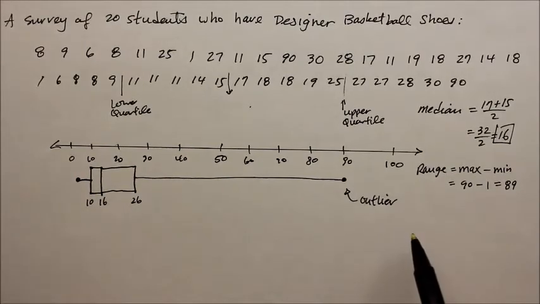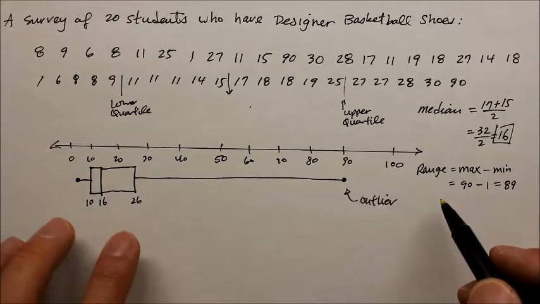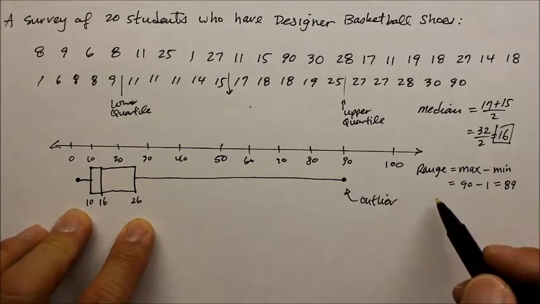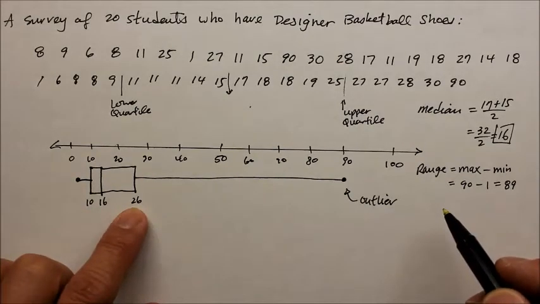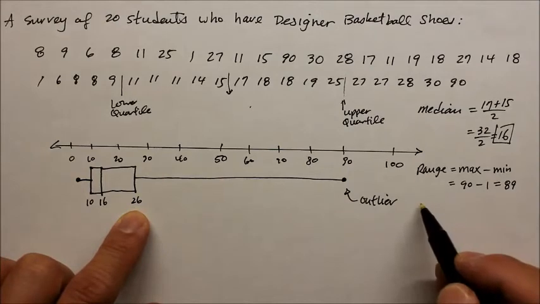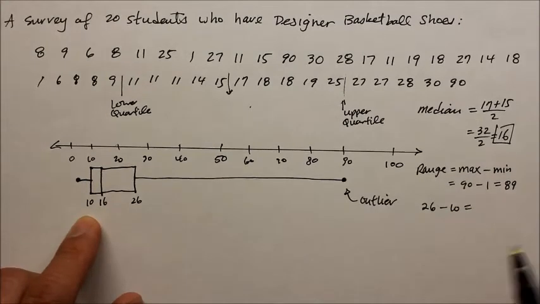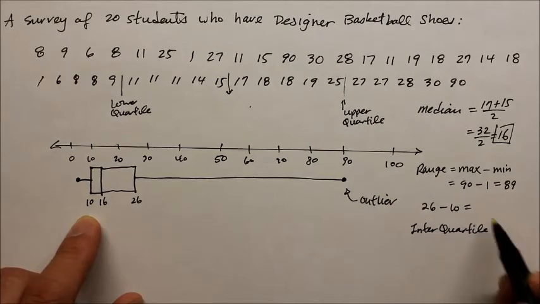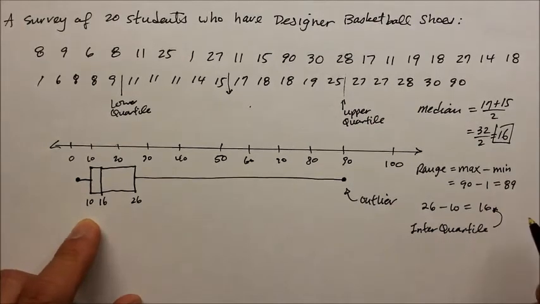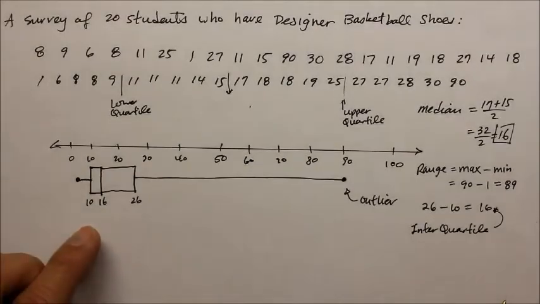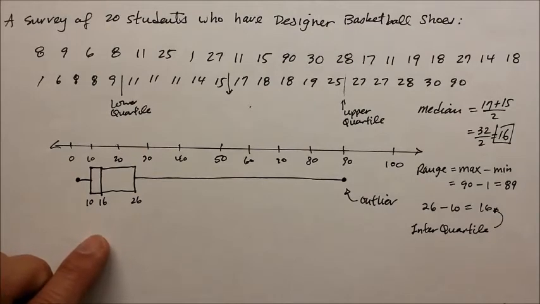And now we got the range. Now we need the interquartile range, and that is the upper quartile, which is 26, minus the lower quartile, which is 10. So the interquartile range is 26 minus 10, which is 16. There it is. These were my 20 students from period 3 math class.